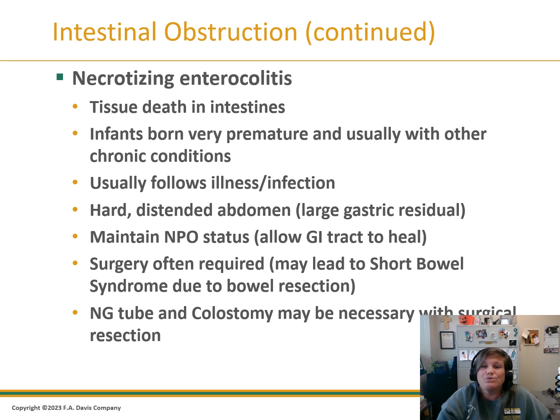These babies would receive IV therapy, but not anything orally to eat, allowing the GI tract to rest and heal. And then ultimately TPN, which is the parenteral nutrition, and antibiotic therapy for these babies, because it's usually, again, following some kind of illness or infection. And then we mentioned already the NG tube and colostomy.